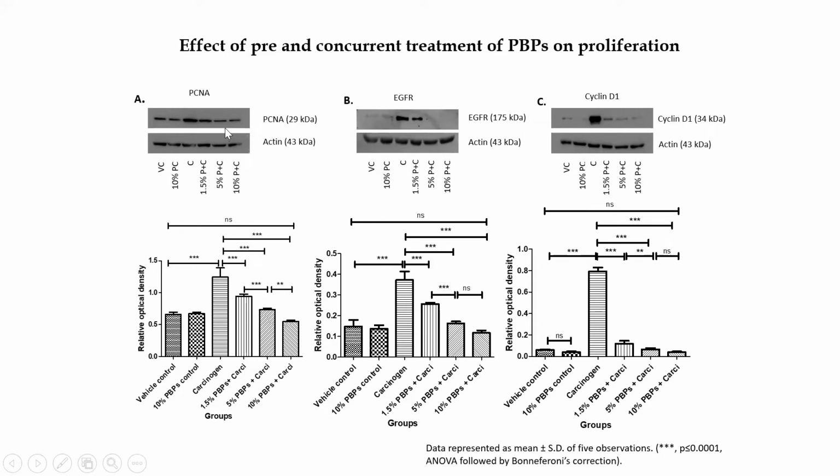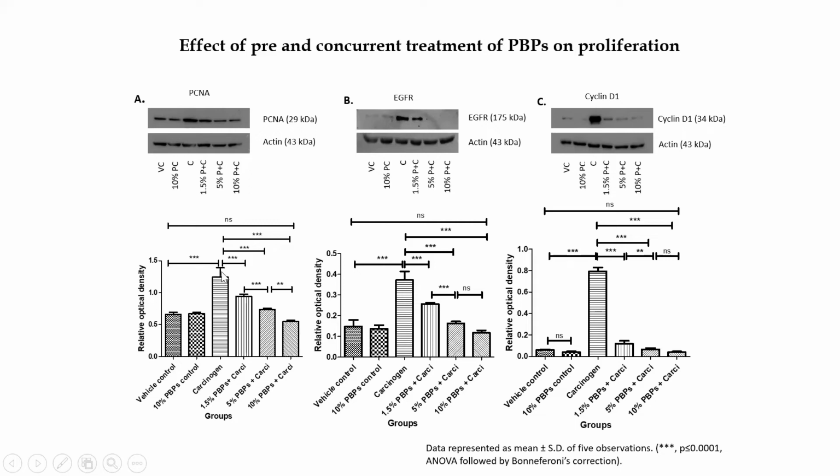Now, we have repeated these blots on 5 different animals. So this data, you see, vehicle control data for PCNA, is of 5 animals. And we see how much these 5 animals are deviating from each other. It is called standard deviation. How much is the expression deviating? Similarly for other bars, and the final average relative optical density of 5 animals is compared between the groups to see whether it is statistically significant or not.